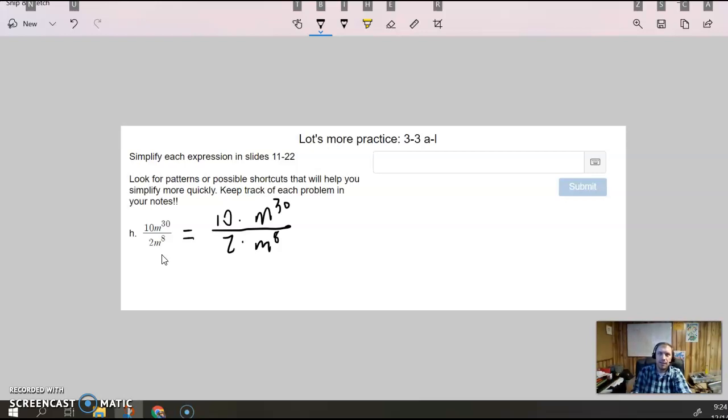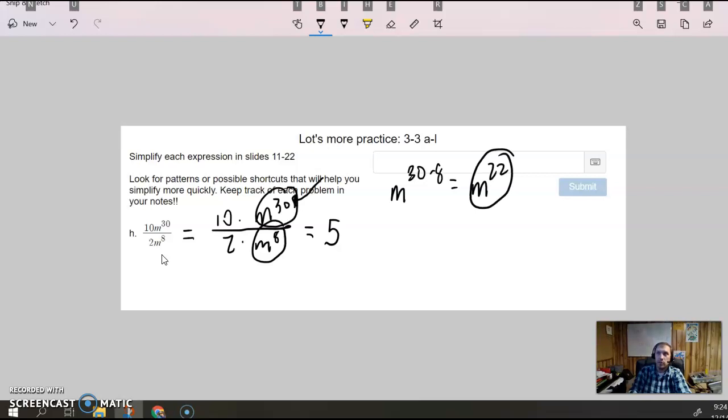If I have 10 divided by 2, that's 5. If I have m to the 30th divided by m to the 8th, I will have 30 m's on top, 8 m's on the bottom. I can get rid of 8 of these 30. So I'm thinking m to the 30th minus 8 gives me m to the 22nd. And so I have 5m to the 22nd. We're going to talk about what this rule is called in class on Tuesday.